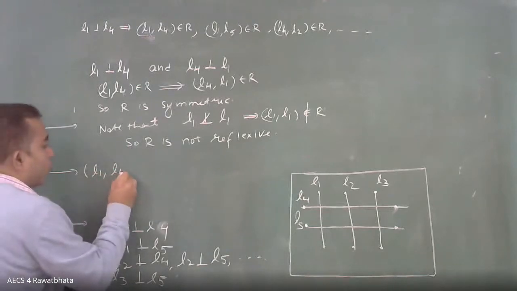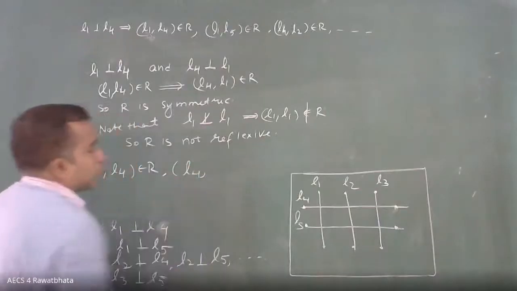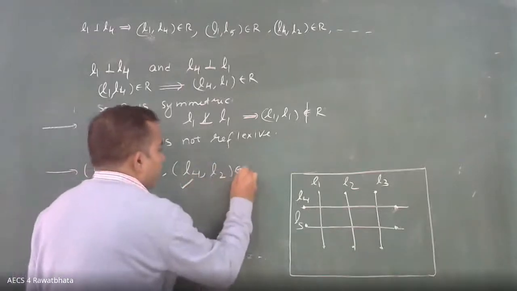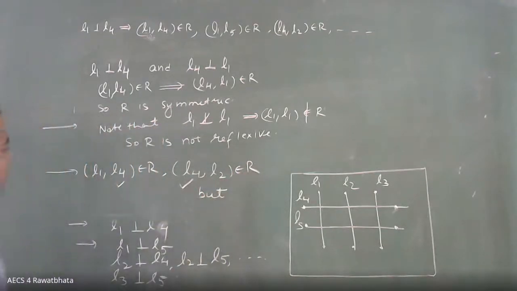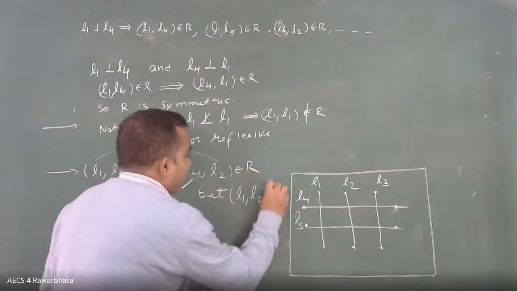So L1, L4. Yeah, like this you should take. L1 comma L4 belongs to R. And L4 comma L2 you can take. You have to take so that these two things should be common. L4 comma L2 belongs to R. But what? L1, L2 does not belong. L1 L2 does not belong to R.